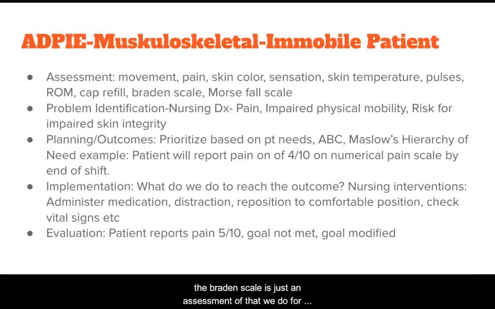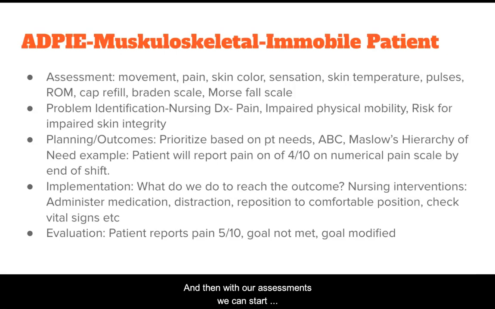The Braden scale is an assessment we do for people who are at high risk for skin breakdown. The Morse Fall scale is another assessment that gives us a number assigned to how likely patients are to fall while they're in the hospital. It takes into account their history of falling, any disease that might hinder their thought process, and whether they are attached to things like IV poles or sequential compression devices that might cause falls. Those are some assessments we can do for a musculoskeletal immobile patient.